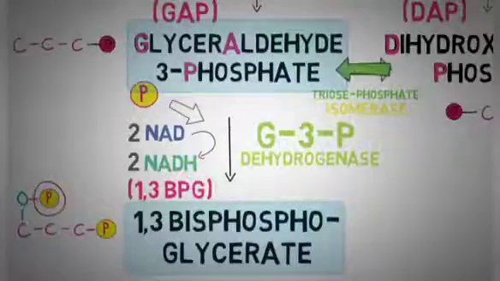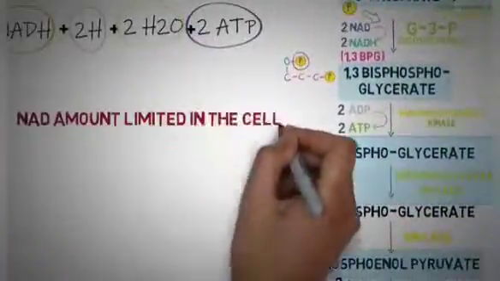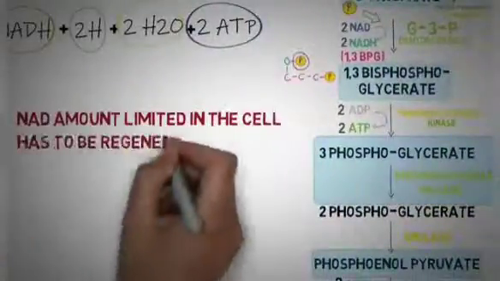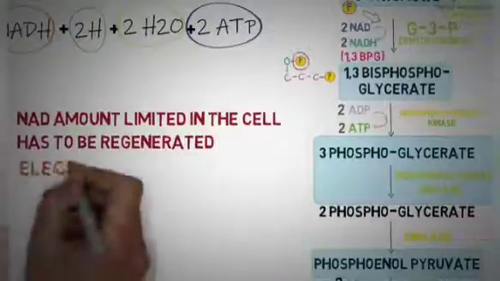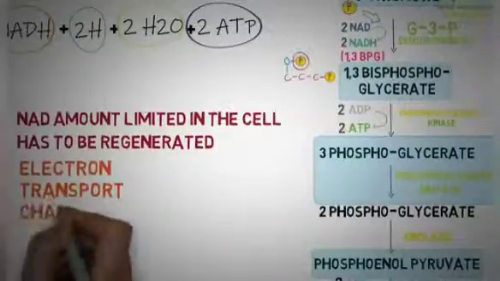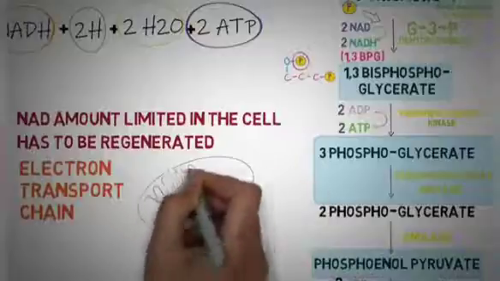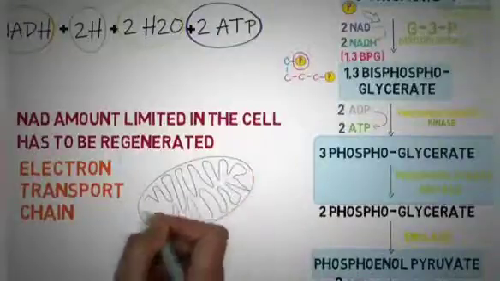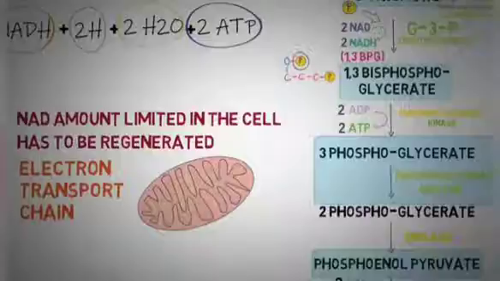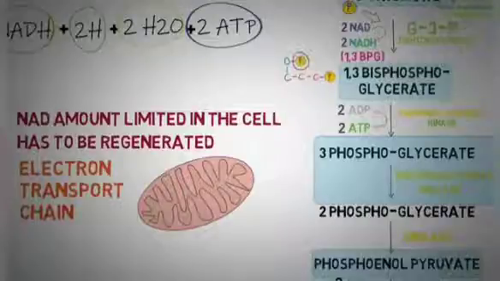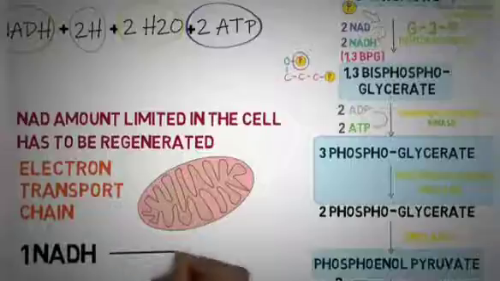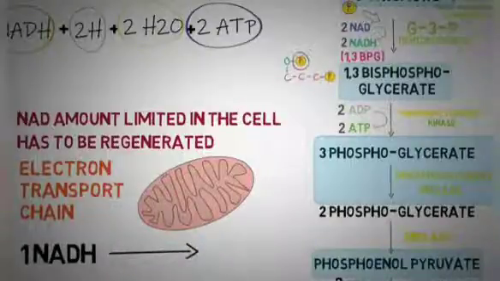But the thing is that there is only a limited amount of NAD in the cell. So NADH has to be reconverted to NAD again. And this takes place in the electron transport chain present in the mitochondria of the cells. And this is exactly where oxygen plays a very important role. Electron transport chain keeps the supply of NAD in order and also produces 2.5 new ATPs in this reaction.